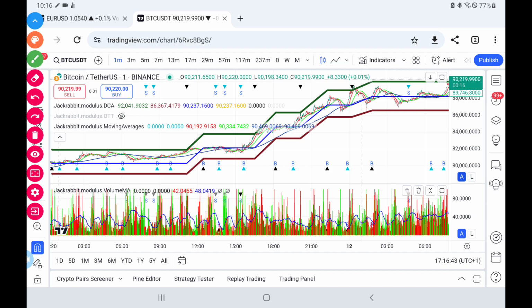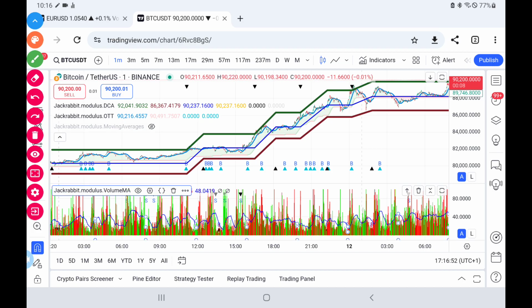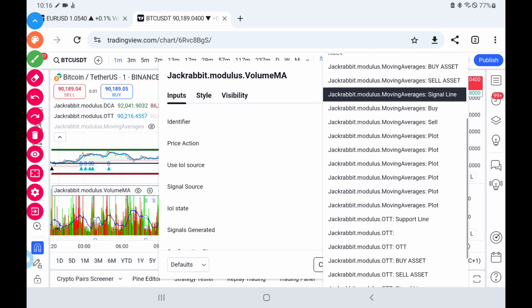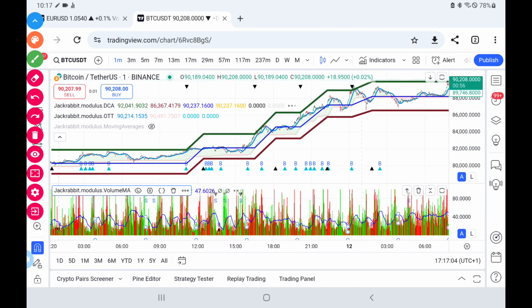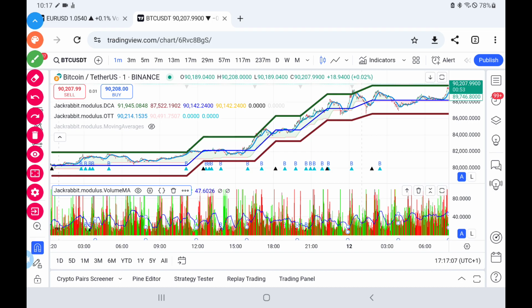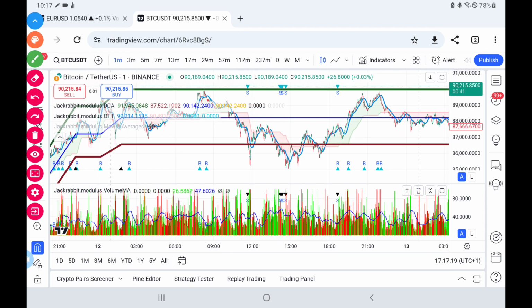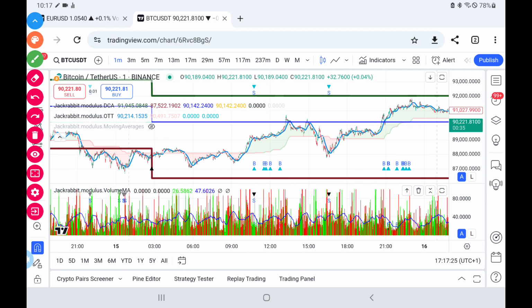So now let's hide the moving averages. Highlight the trend tracker. And let's change the information that volume gets. Signal line. And you are automatically going to see a big difference in how the market fluctuates. Okay, let's get to the end.